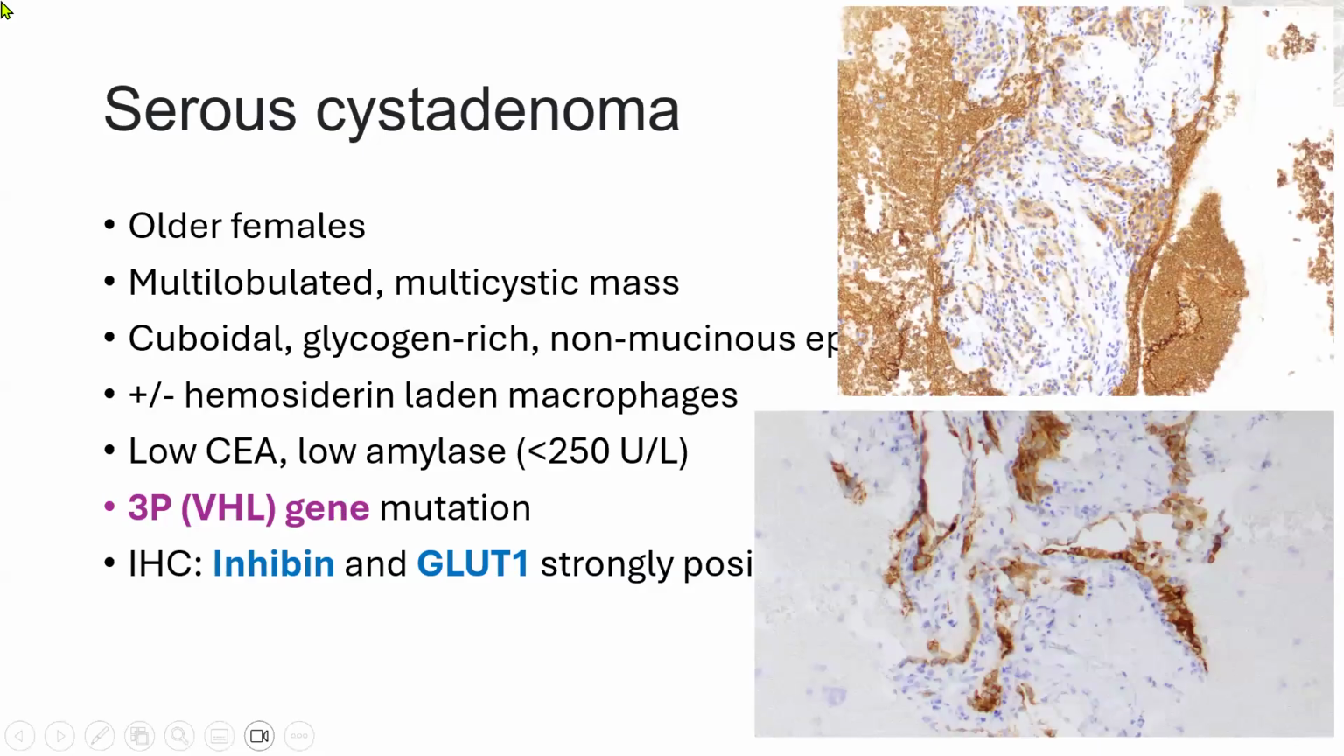So these are just the points which you need to know for exam in case of a serous adenoma. It's known as grandmother's tumor, multicystic, non-mucinous epithelium, hemosiderin-laden macrophages, both CEA and amylase low, VHL mutation, inhibin and GLUT1 positive. Now it's for the residents and I need an answer.